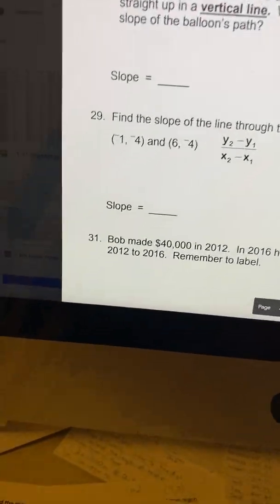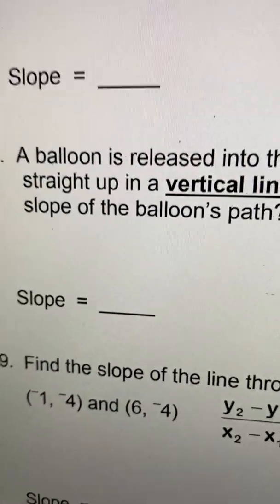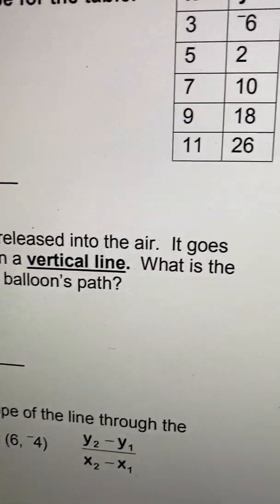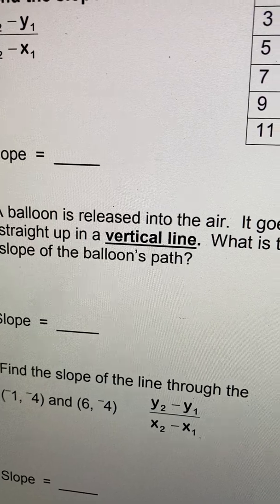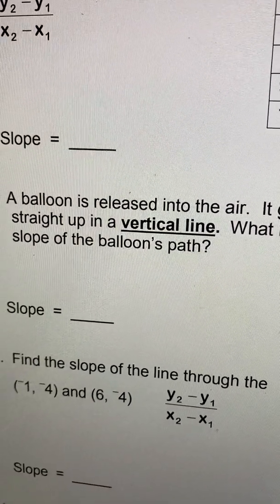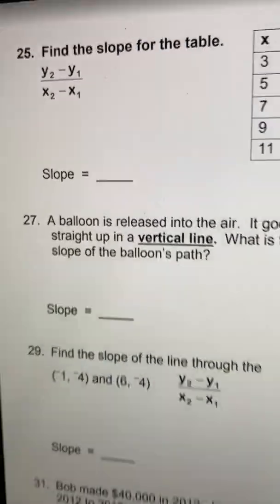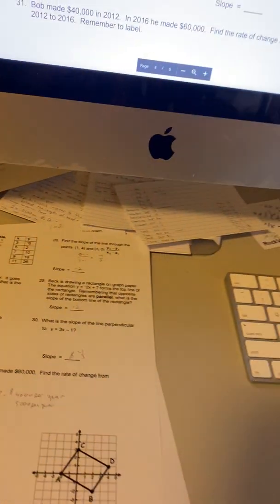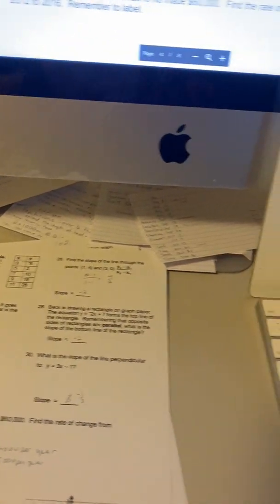I don't even need to do any work for them. Number 27. A balloon is released into the air. It goes straight up in a vertical line. What is the slope of the balloon's path? Now, for a vertical line, you need to know two things. Number one, a vertical line and a horizontal line. What is the big difference between those two?